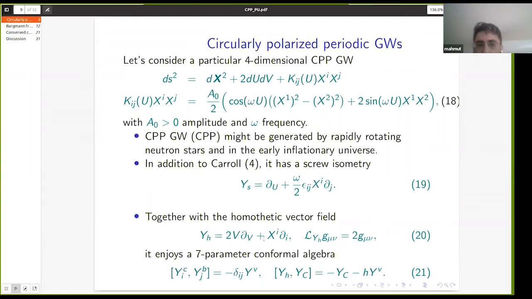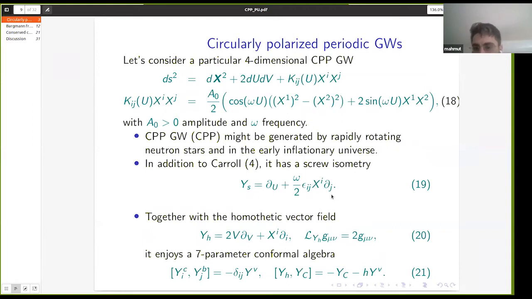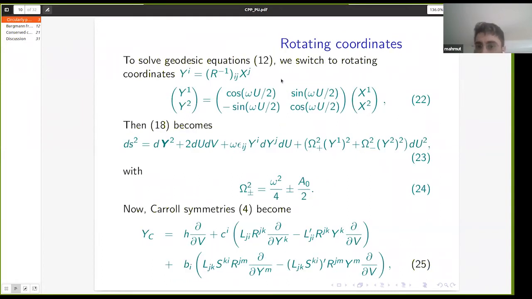So you can calculate. Well, the isometries, this isometry is really particular. Therefore, it is maximally symmetric. It is a 7-dimensional conformal algebra, definitely. And therefore, because of the screw symmetry, you can just rotate your coordinates, x1 and x2. This is the SO(2) matrix, right? And then you end up with a U-independent profile here, okay? Very nice. And this is because you have the screw isometry. Without this extra isometry, this trick will not work.